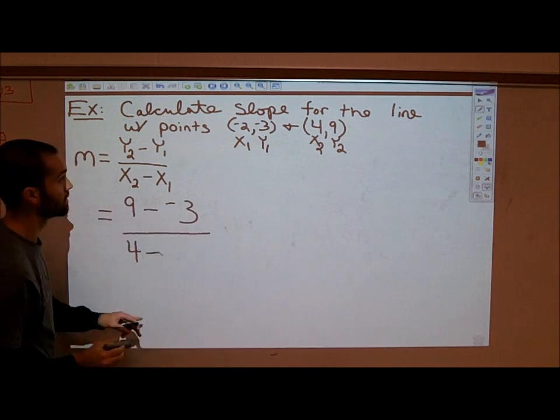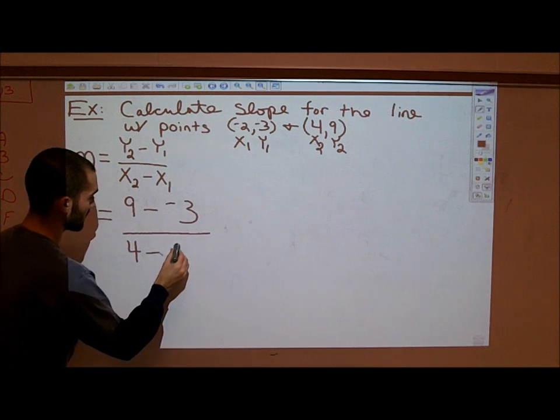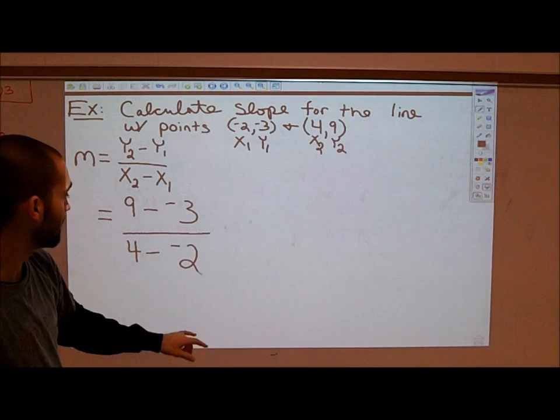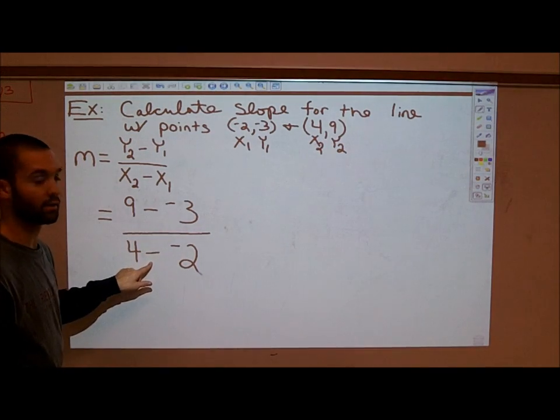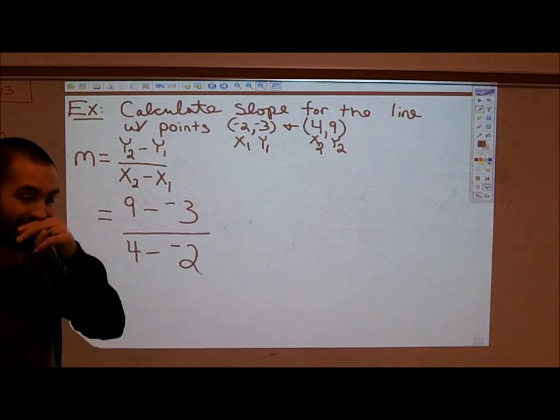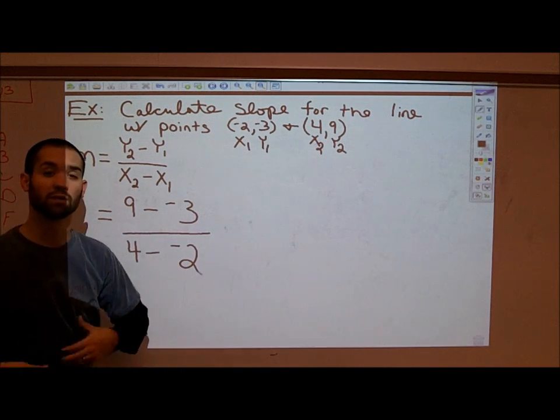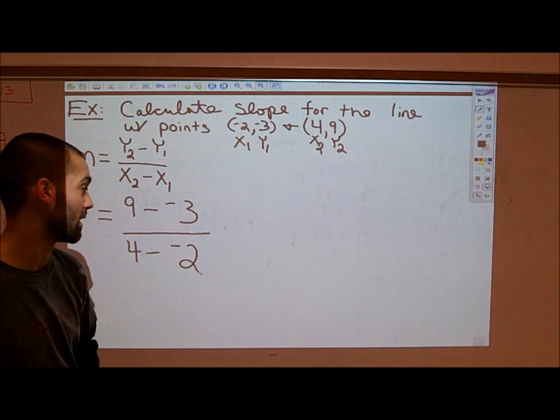Minus x1, which is -2. Okay? Again, it's important that you have your subtraction sign in, then you place in your x2 value. Now, we just need to evaluate. Okay? We need to simplify this.